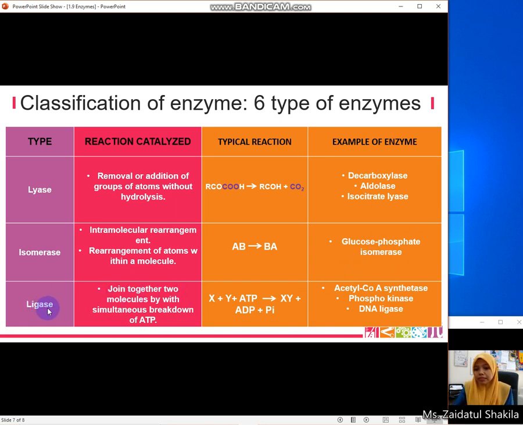The last class of enzymes is ligase. Ligase joins together two molecules by simultaneous breakdown of ATP. So using ATP, this class of enzyme joins two molecules together, forming a new molecule. For example, X plus Y, and by using the energy from ATP, forming XY. As ATP is used, there is no more energy, so it becomes ADP plus inorganic phosphate. Examples of enzymes are acetyl CoA synthetase, phosphokinase, or DNA ligase.